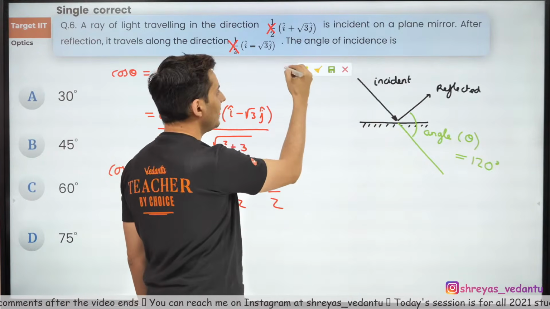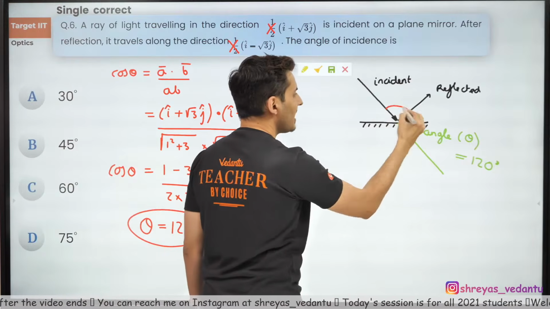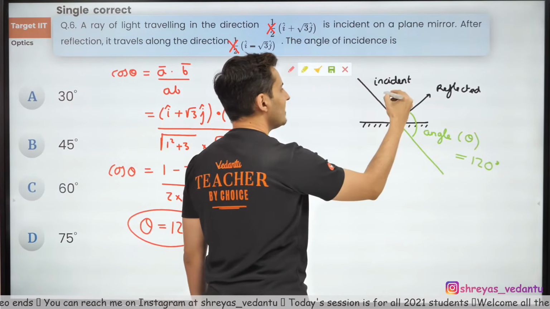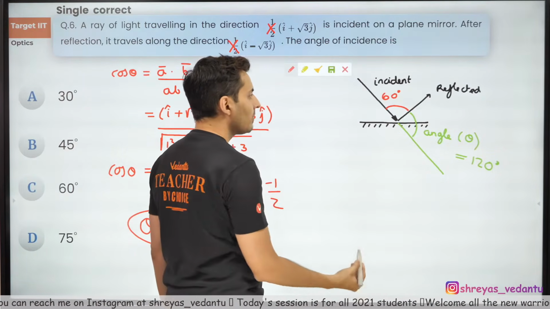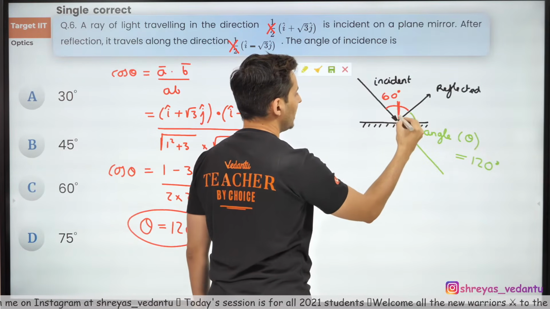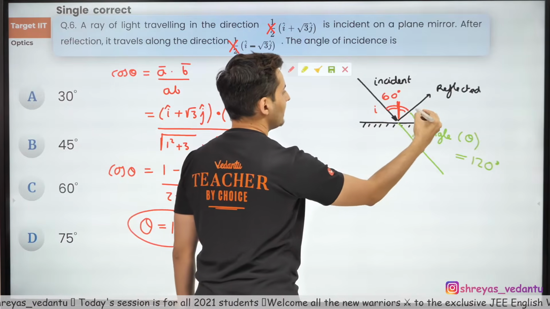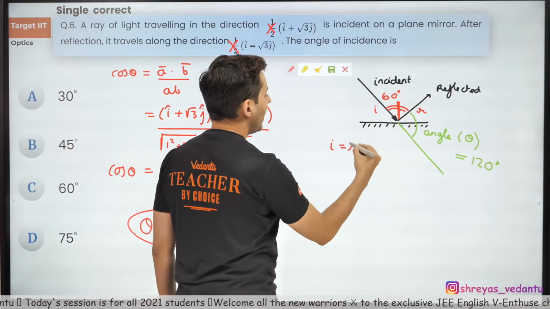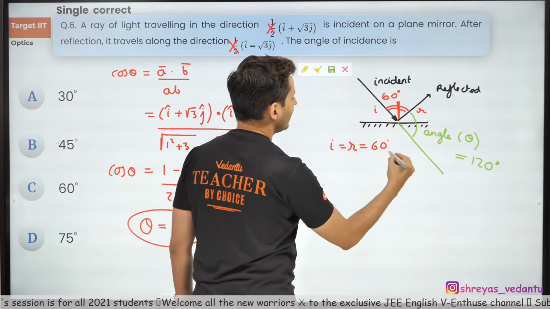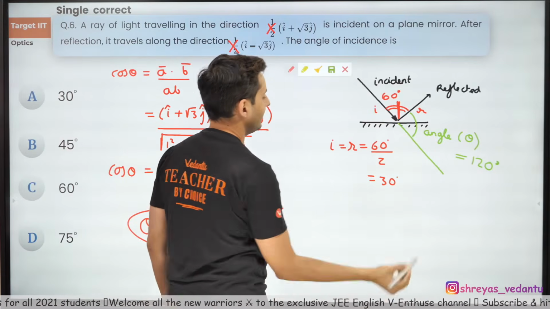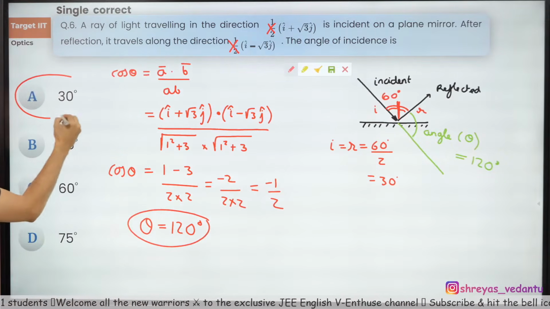So if this is 120 degrees, how much is this angle? Think about it. Obviously this angle is 60 degrees. But this angle is shared between the angle of incidence and the angle of reflection. So I and R both will be 60 degrees divided by 2, which is 30 degrees. Hence 30 degrees, option A is the answer.